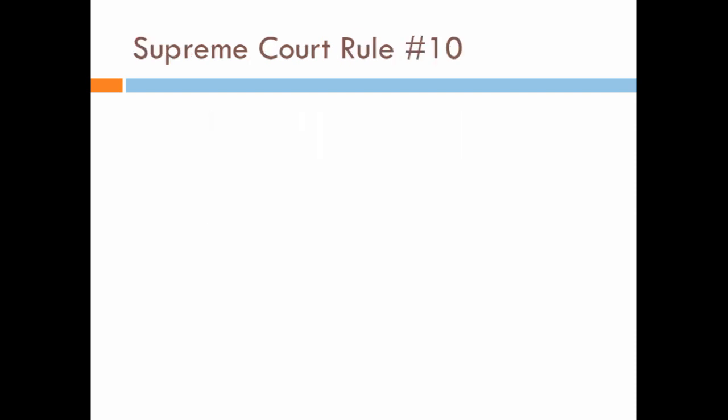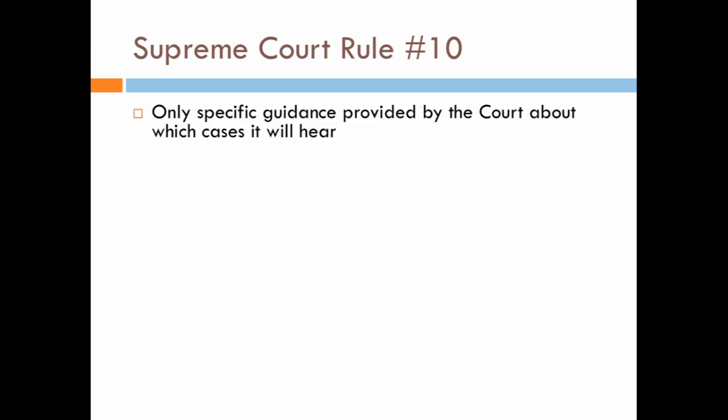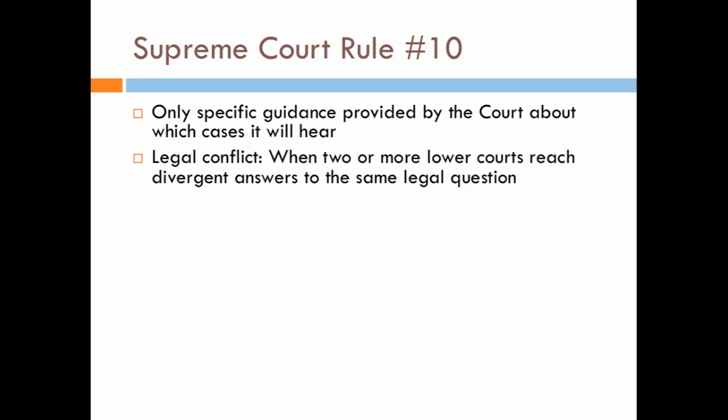So let's start with Rule 10. The Supreme Court has its own rule book for its procedures, and Rule 10 is the only guidance provided by the Supreme Court about what types of cases it will hear. It specifies that cases will only be granted for compelling reasons, where the most compelling is legal conflict, which means that two or more lower courts reach divergent answers to the same legal question.